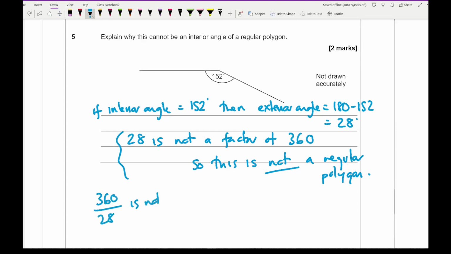You could also say 360 divided by 28 is not an integer, because that calculation needs to give you how many sides there are. If I work this out on my calculator, 360 divided by 28 gives me an answer of 12.857, so it's not an integer, so not a regular polygon.